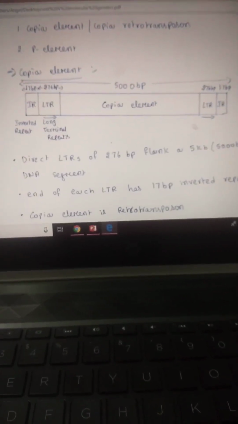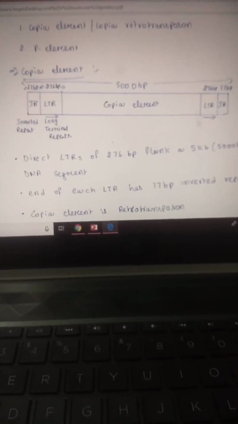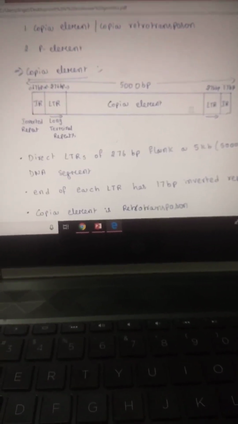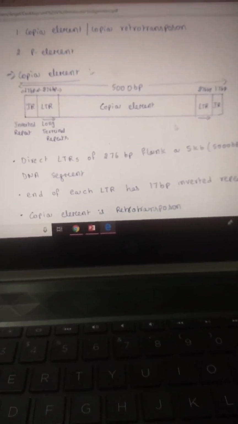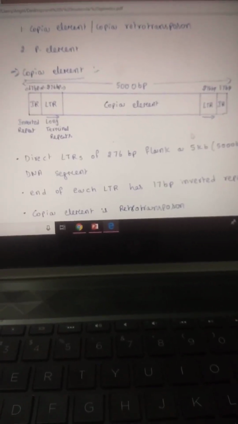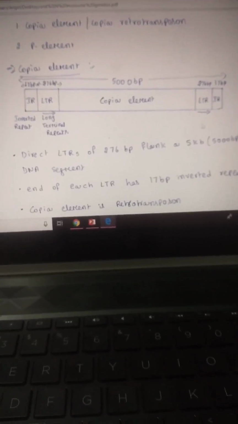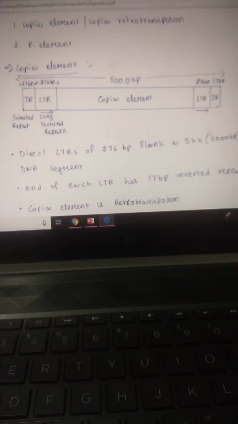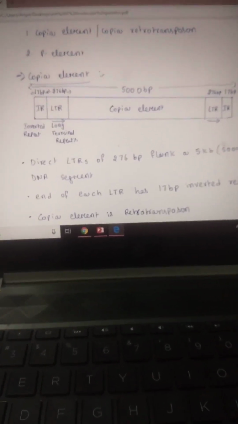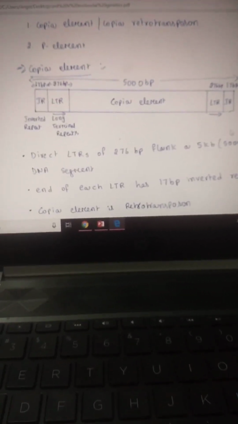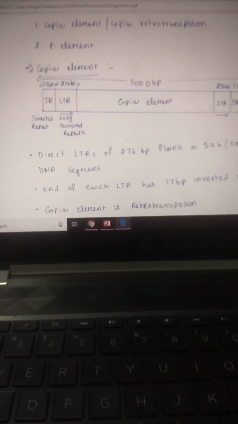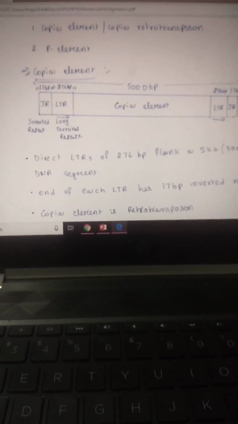Whenever the copia element is moving, during transposition it generates target site duplication, that is, it generates direct repeats. The number of base pairs formed in the target site duplication is 3 to 6 base pairs. Then coming to the number of copies of the copia element in the genome, 5 to 100 copies are present per genome.